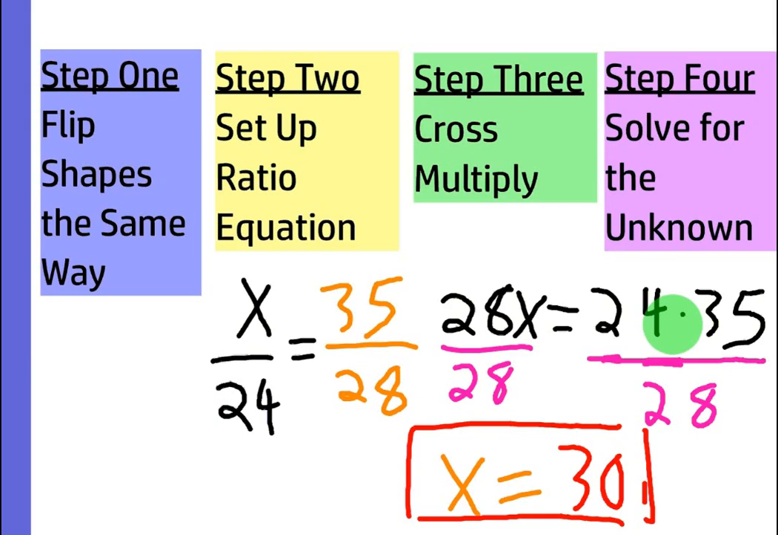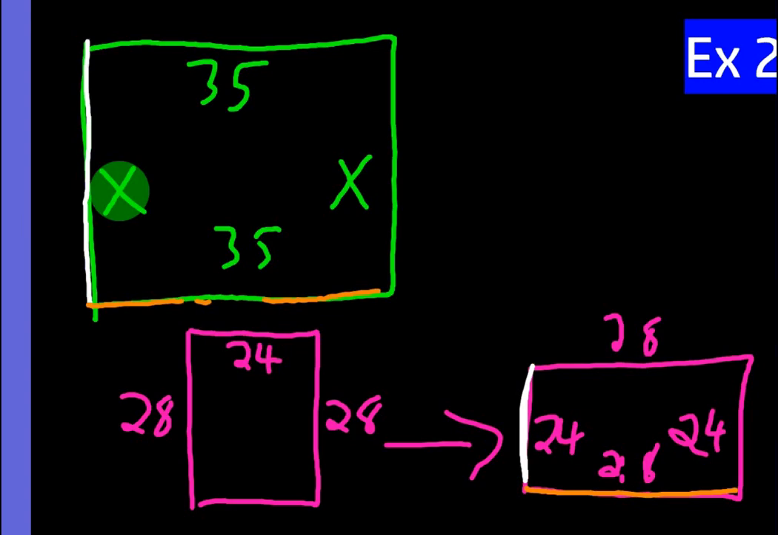All right, let's go on to example number 2. Again, we're at step 4, solving for the unknown. We have 28x equals 24 times 35. And in order to solve that one, all I have to do is divide both sides by 28. You can plug this right into your calculator. 24 times 35 over 28, you'll get x equals 30. Very simple. In the context of this question, we've solved for this particular side, x equals 30.